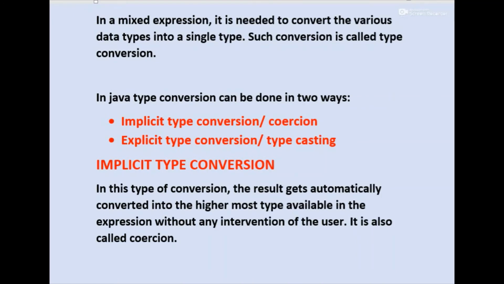The first is implicit type conversion. In this type of conversion, the result gets automatically converted into the highest type available in the expression without any intervention of the user. That means the user cannot interfere. The system automatically converts the result into the highest type available in the expression. It is also called coercion. Now I will show you how implicit type conversion is performed in Java.